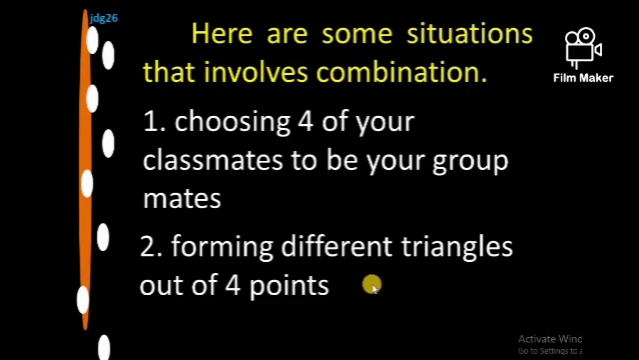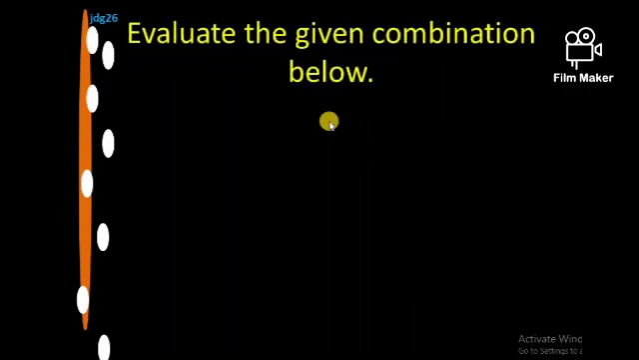Number 2, forming different triangles out of 4 points. So, gagawa tayo ng triangle. Kung may given ng 4 points, i-connect lang naman natin yung mga points to form a triangle. So, kahit saang point ka magsimula, okay lang yun. Now, let us try to evaluate the given combination. Number 1, combination of 8 taken 3 at a time.